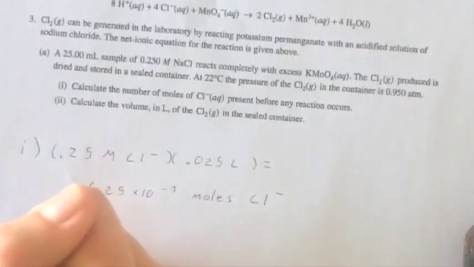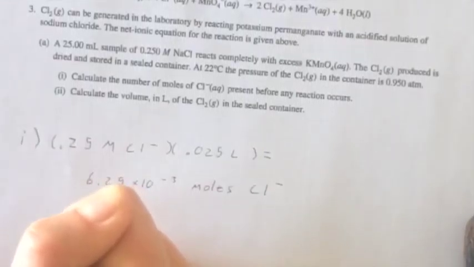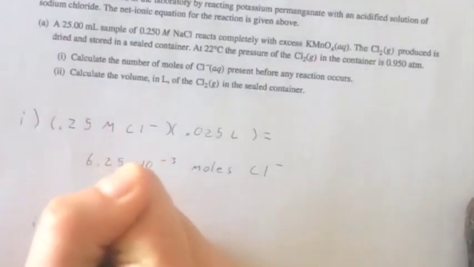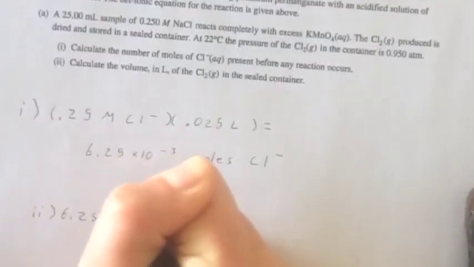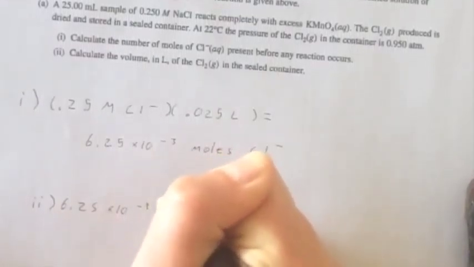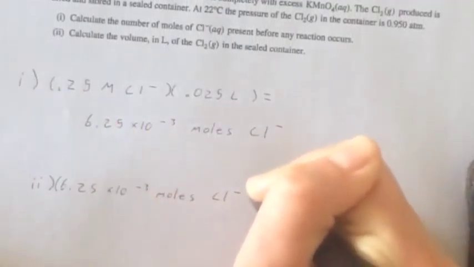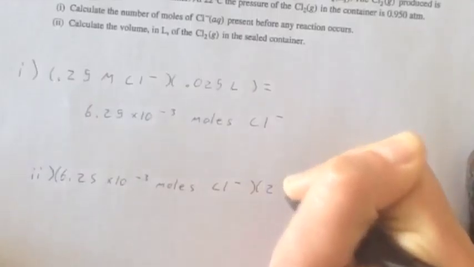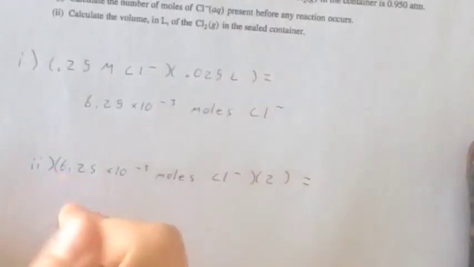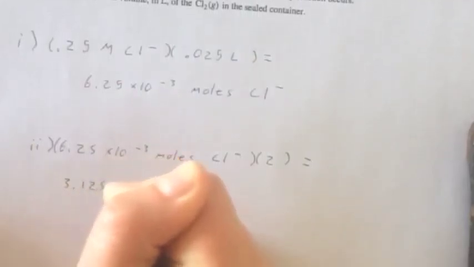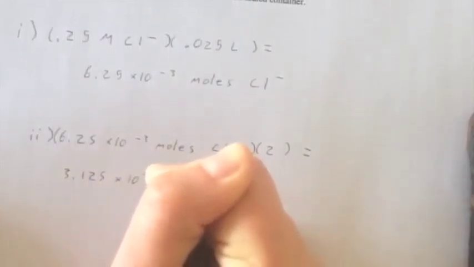To solve for the volume of chlorine gas, you first have to multiply the number of chloride ions, so the number of moles, by 2. And that's how you get the number of moles of chlorine gas. And you get 3.125 times 10 to the negative 3 moles of chlorine gas.